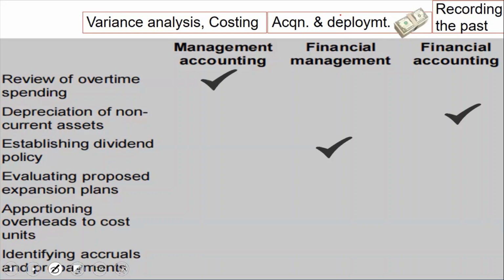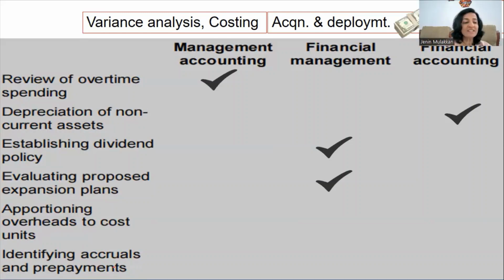Next question, evaluating proposed expansion plans. We are making an investment. So it is definitely related to financial management. Moving to the next question, apportioning overheads to cost units. Apportioning overheads, dividing the overheads to arrive at the cost of a particular product. Costing, definitely it relates to management accounting.